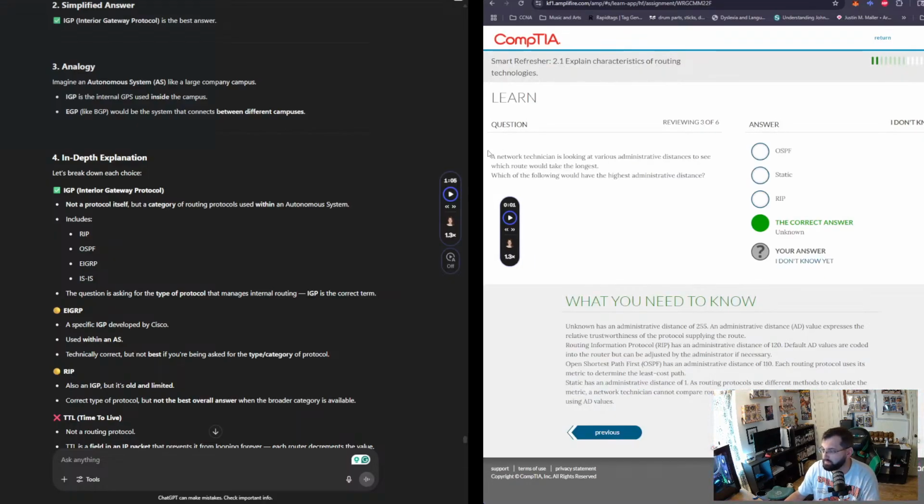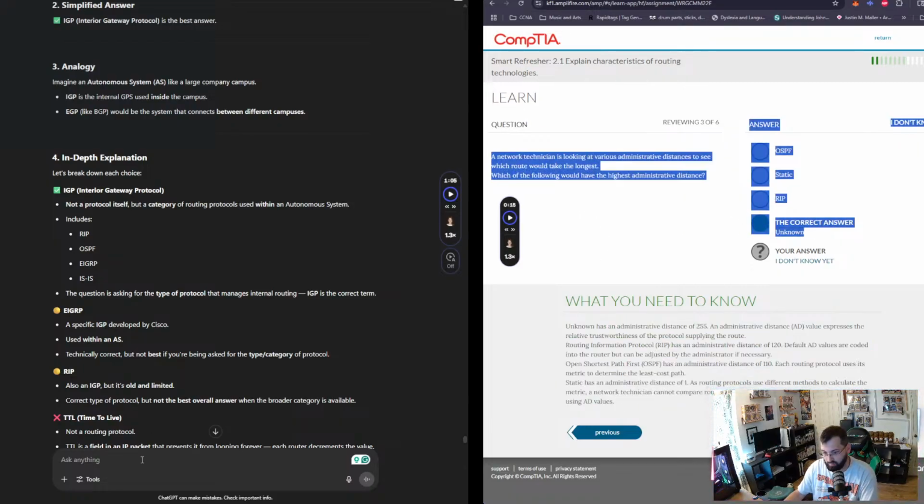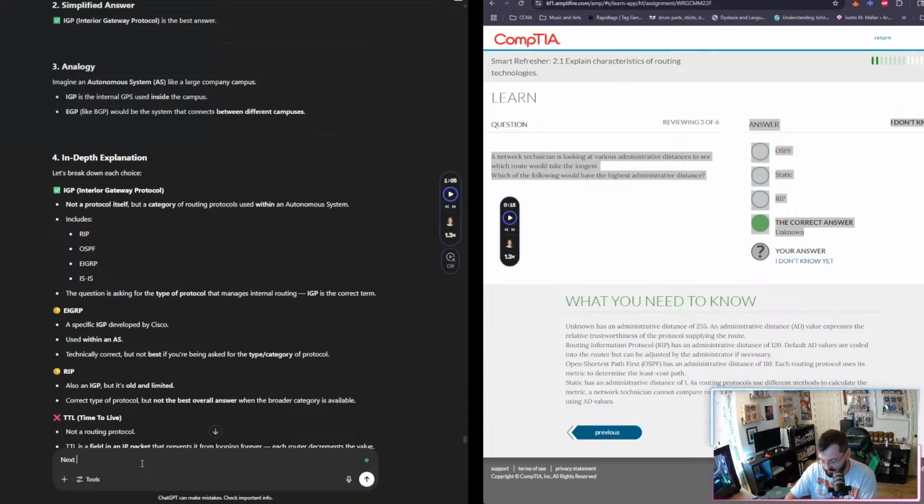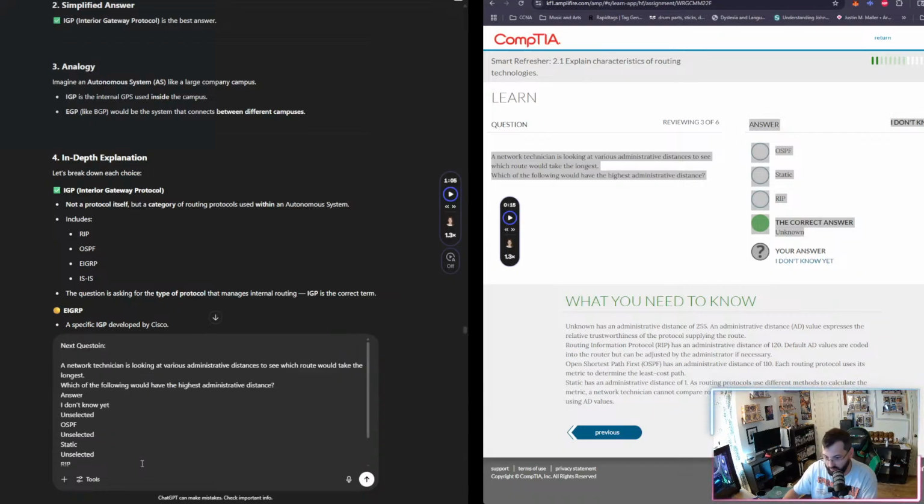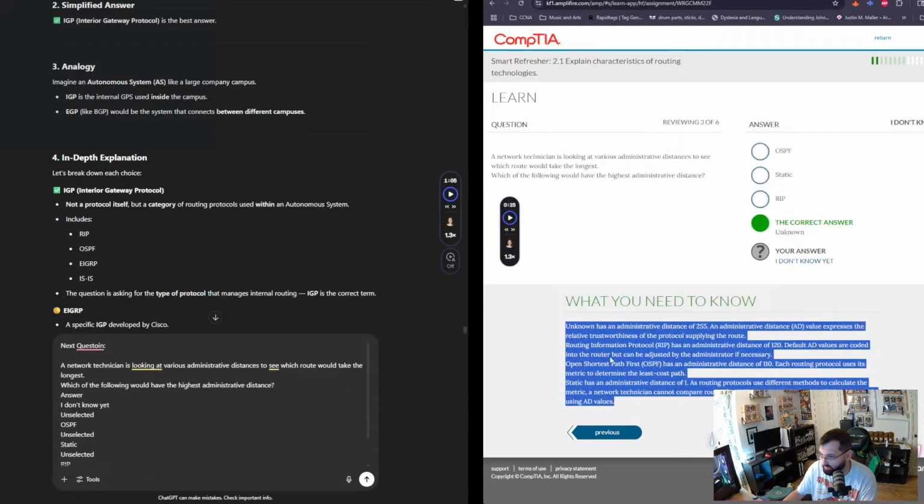Moving on. Well, now that we're armed with way more information, let's see if we can just figure this one out. A network technician is looking at various administrative distances to see which route would take the longest. Which of the following would have the highest administrative distance? Unknown. All right, we're gonna do the good old next question here. And while we do this, we're gonna have it read to us.